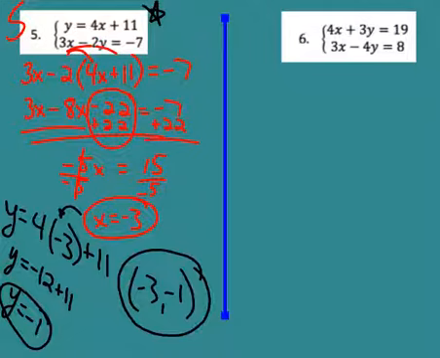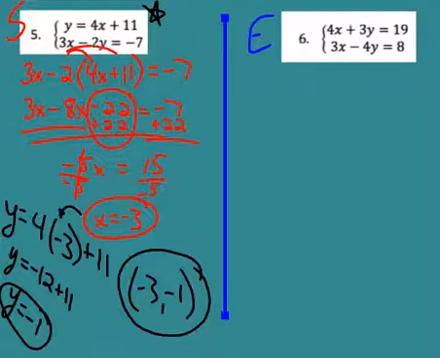Number 6 is going to be a standard form. It's written in standard form, so I'm going to want to use elimination. To use elimination, we need the only positive and negative things to be in the middle here. So I'm going to do just like I did in number 4. I'm going to look at this right here.